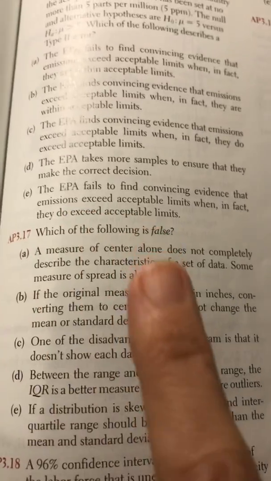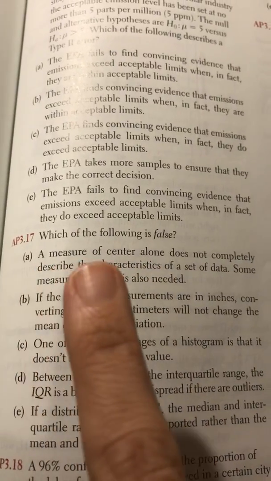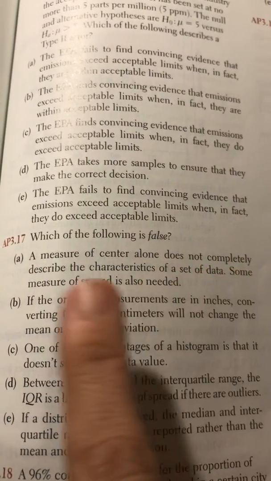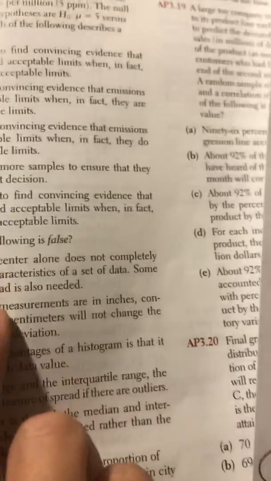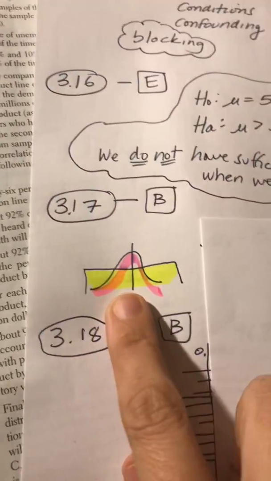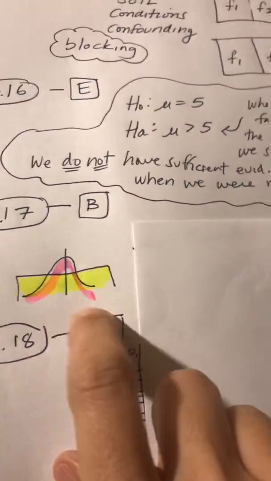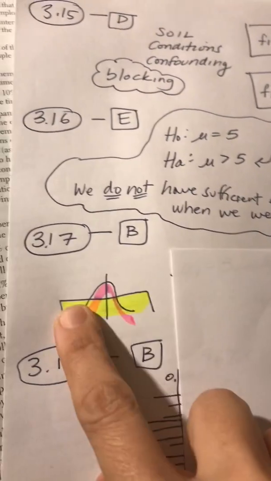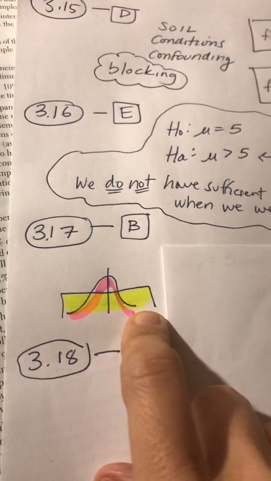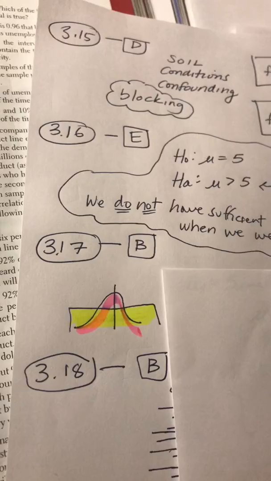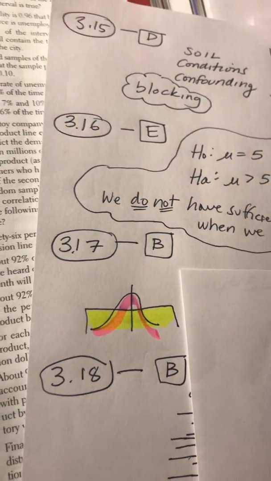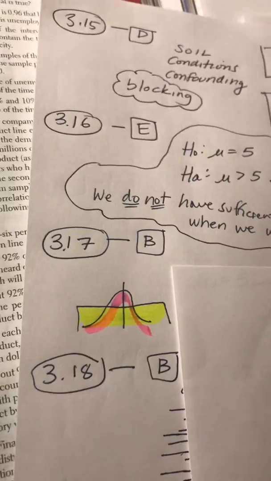Okay. Question number 17. 17 states, which of the following is false? Okay, so the first one says measure of center alone does not completely describe the characteristics of the data set. And that, I would totally agree, is a true statement. Here's a picture to explain that. So look at both distributions, the yellow one, which is uniform, and this one, which looks normal. Both have a center right there. Yet, measure of their center alone does not completely describe the characteristics of this data.